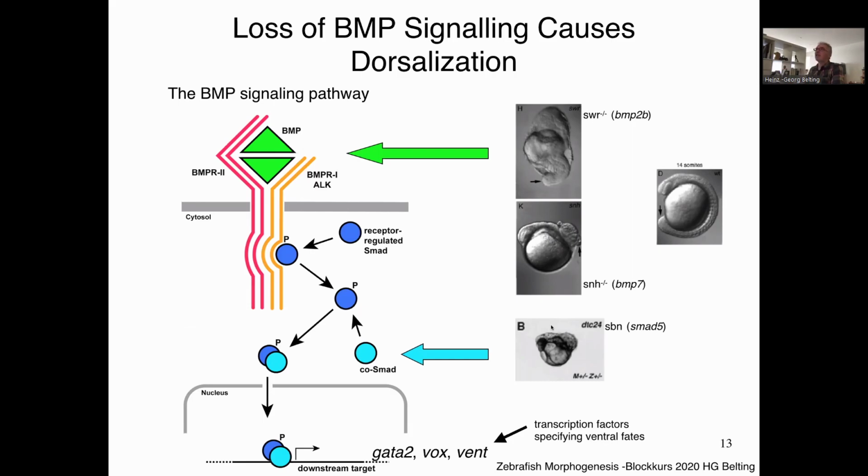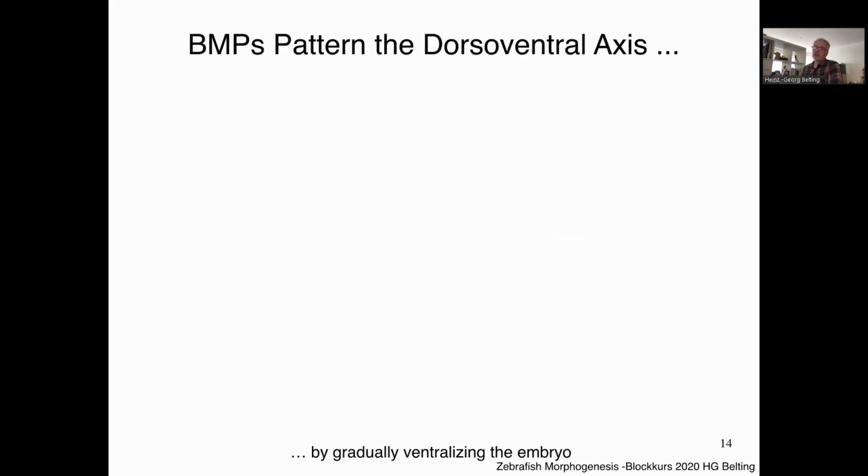So how does BMP do that? So you heard about gradients. This is also about gradients, but also about general levels of BMP expression. So when we would take one of these mutants that are completely devoid of BMP, it would look like this. It's just neuroectoderm sitting on top of the yolk. Swirl embryos, BMP2B mutants, are extremely dorsalized.